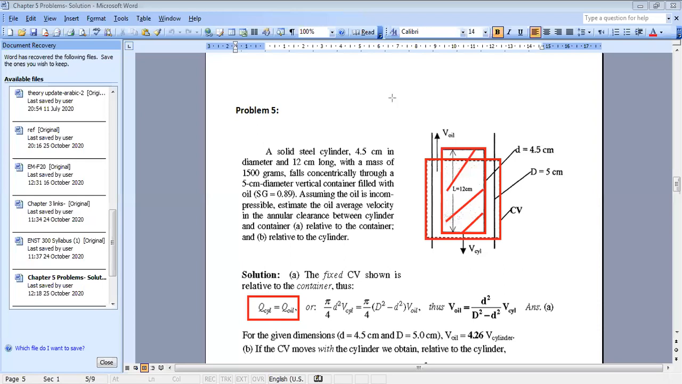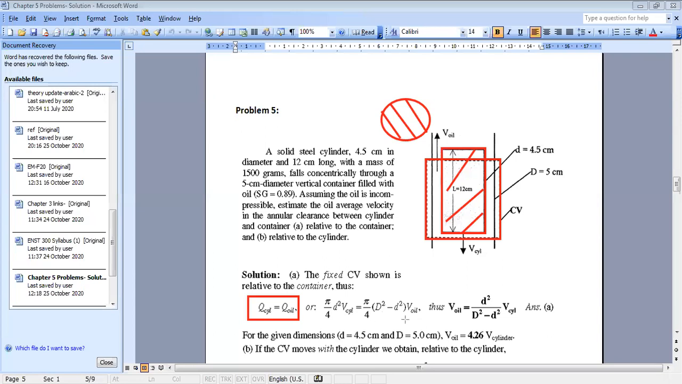Now, for the cylinder, the diameter is given, so we know the cross-sectional area, which is pi d square over 4. So Q, the volumetric flow rate of the cylinder motion, is given by this area, pi over 4 d square, times the velocity of the cylinder. Now, for average velocity, we will talk about the average velocity for oil, not for cylinder. The cylinder is moving at a constant velocity. It is a rigid body.